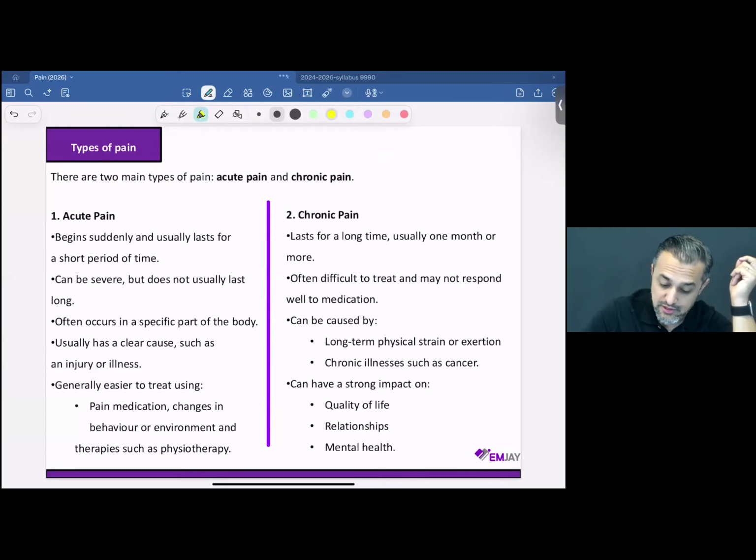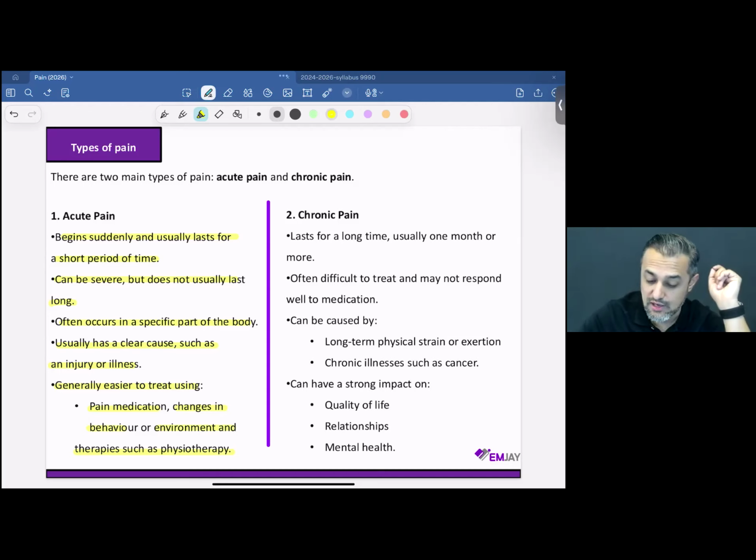As we speak about acute pain here, this begins suddenly and usually lasts for a short period of time. This can be severe, but does not usually last very long as compared to chronic pain. This often occurs in a specific part of the body. This usually has a clear cause, such as an injury or an illness. This is generally easier to treat using pain medication, changes in the behavior or environment, and therapy such as physiotherapy.